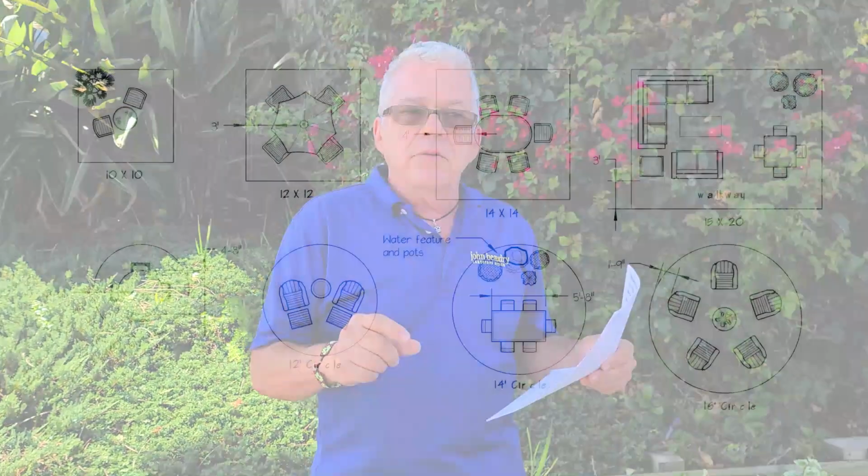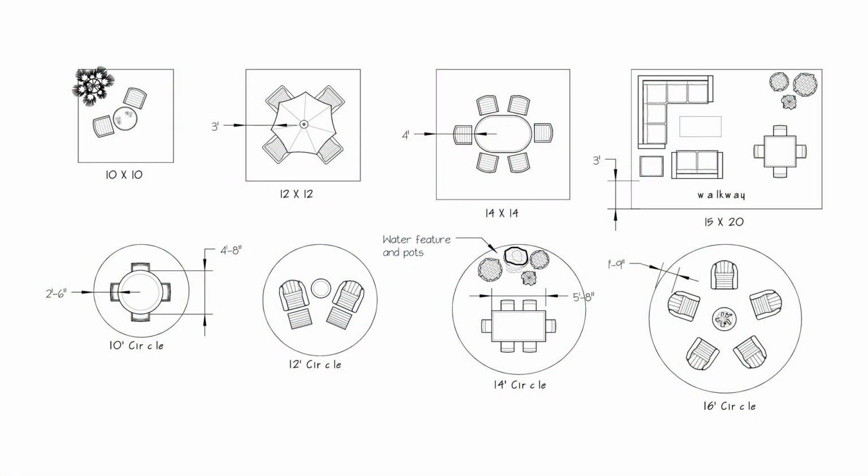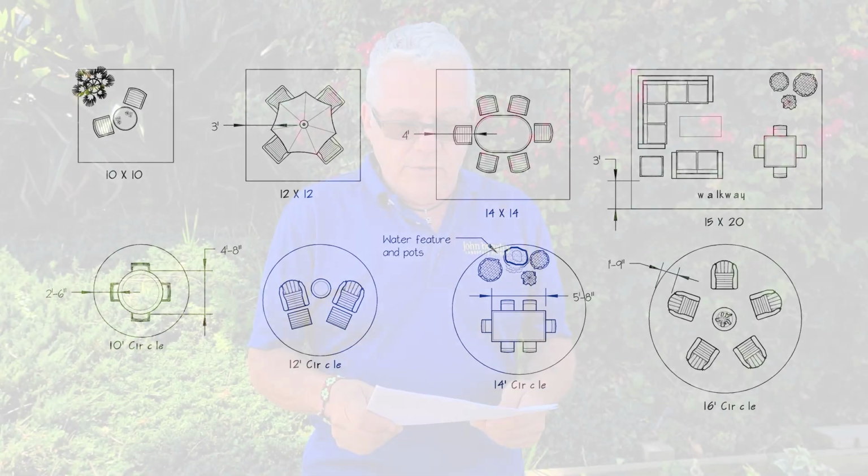So I recommend taking little cutouts that are to scale of the furniture that you want to use in your plan, and placing those on the plan so that you know that you have enough space to accommodate the uses that you plan for those areas.